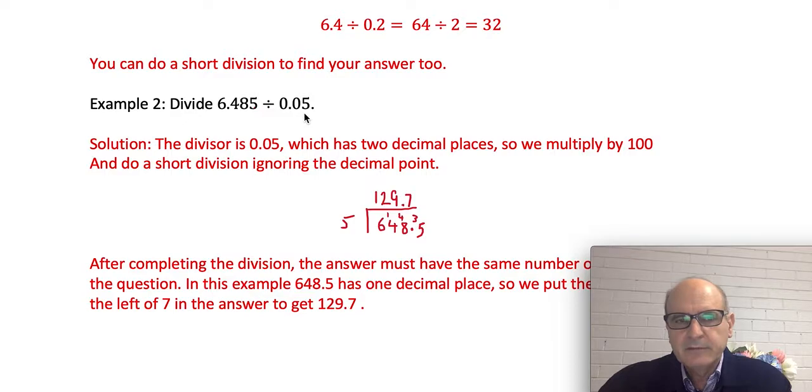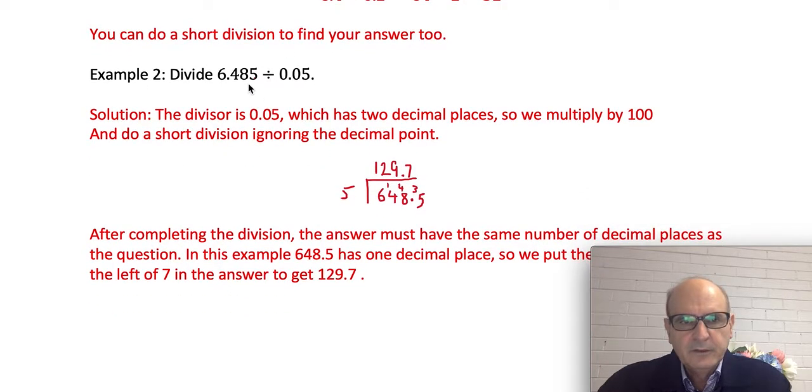So that means the number we are going to times by is 100, because 100 has 2 zeros. So you times both of these by 100. If you times this by 100, you move the decimal point 2 places to the right, so it becomes 648.5. For this one, that becomes a whole number, because if you move it one decimal place it becomes 0.5, another one becomes just 5. So we divide them by 5.